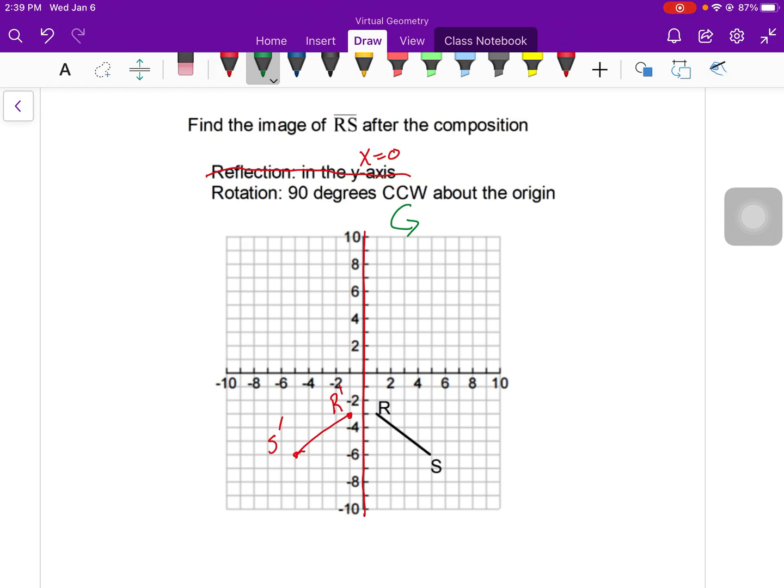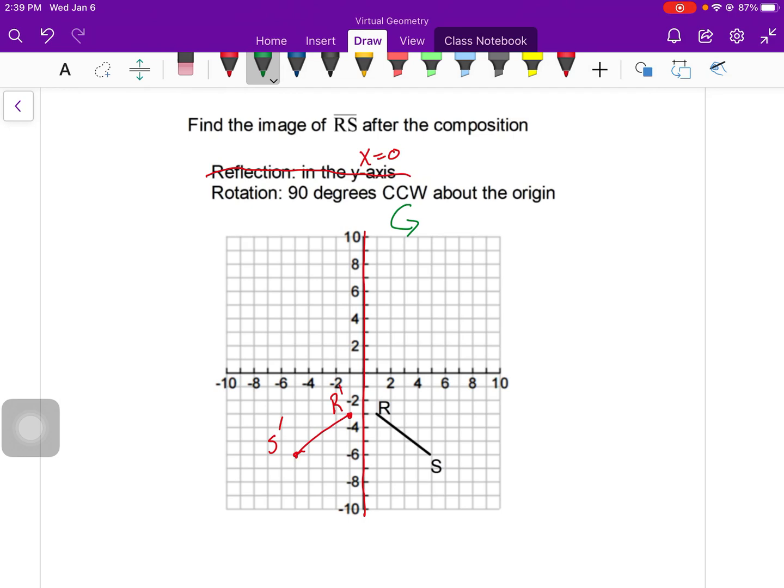I'm looking at where R prime is and S prime. If this piece, which was the y-axis, the way I turned my iPad, is now my x-axis, and that is now my y-axis, I would have had to count right 3 and down 1. So I would write that down on my piece of paper. I would write 3, comma, negative 1. And then for S, I would write 6, comma, negative 5.